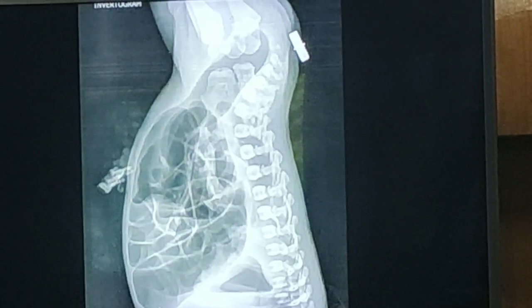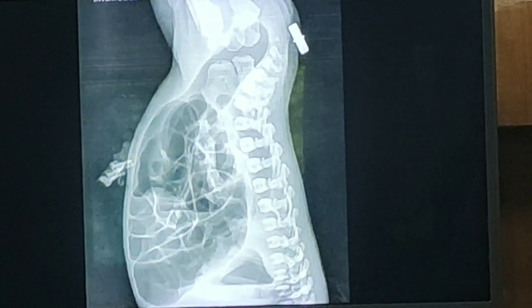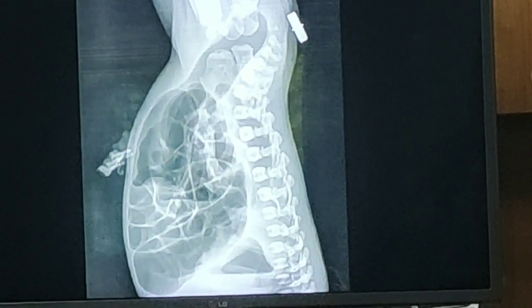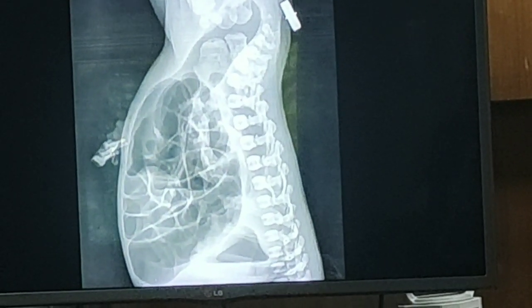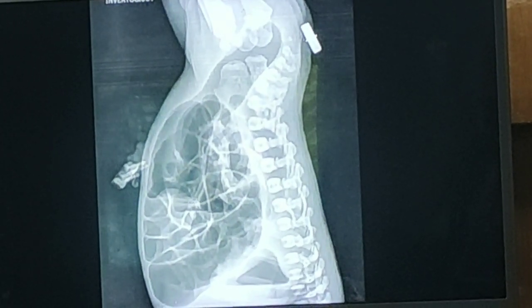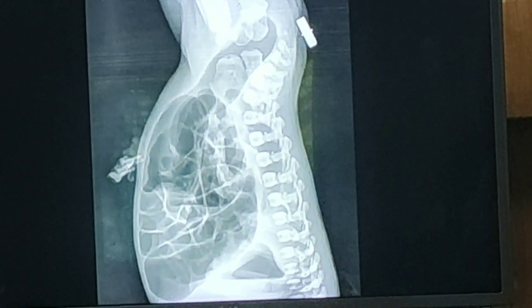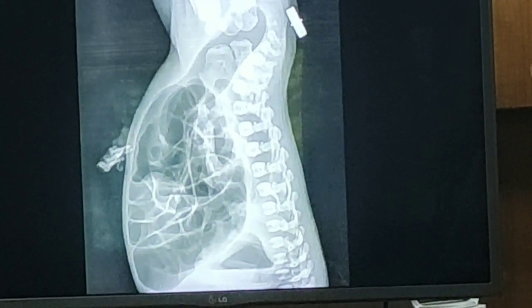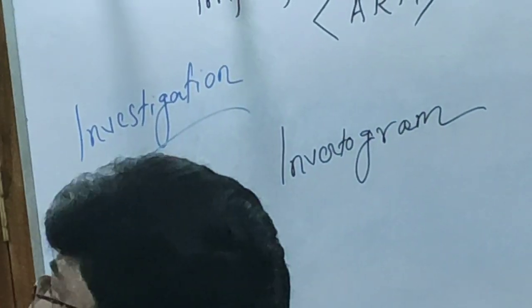So this is the invertogram. This is the conventional investigation. But nowadays, after the invention of MRI, it gives better anatomical delineation, and it is the investigation of choice. For MCQ, MRI of the lower abdomen and pelvis is the investigation of choice for anorectal malformation or imperforate anus.